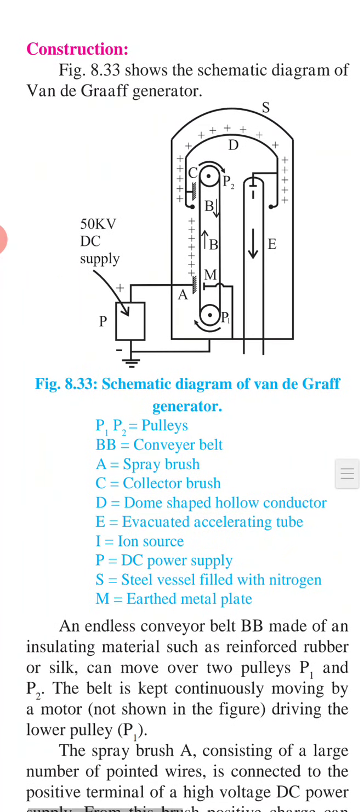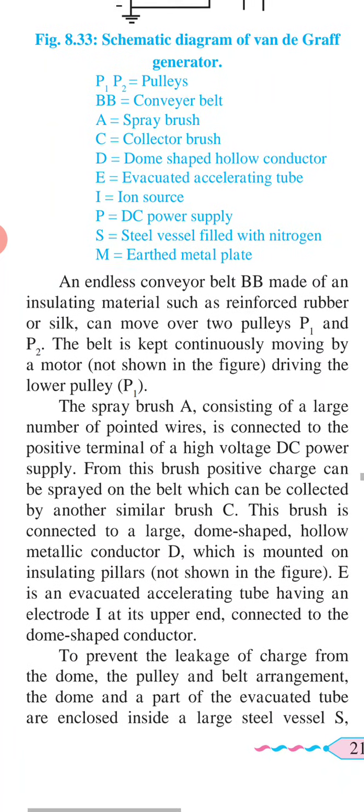Now see its construction. A schematic diagram is given, where P1 and P2 are pulleys, BB is a conveyor belt, capital A is the spray brush, capital C is the collector brush, D is a dome shaped hollow conductor, E is an evacuated accelerating tube, I is the ion source, P is the DC power supply, S is a steel vessel filled with nitrogen, M is an earthed metal plate. So this is the construction diagram, and we will see it in detail.